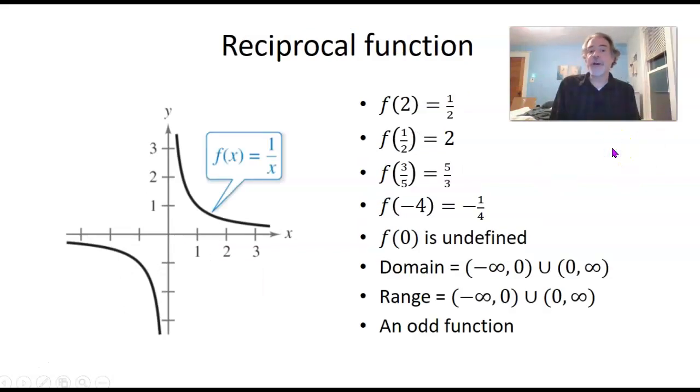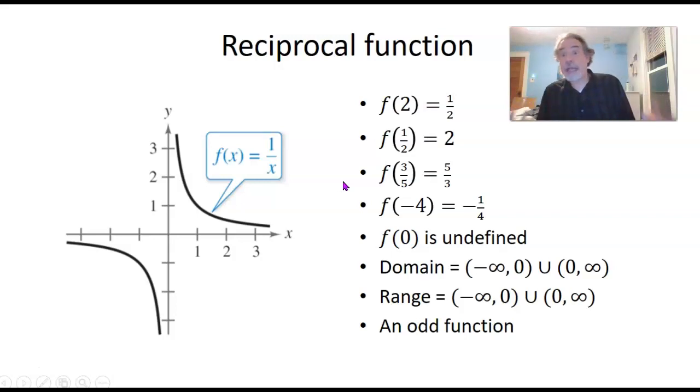The reciprocal function. So you put in x, you get 1 over x, which is the reciprocal of whatever x is. So if you put in 2, you get 1 over 2, 1/2. If the number you put in for x is 1/2, then what you get out is 1 over 1/2, the reciprocal of 1/2, which is 2. If you put in 3/5, the reciprocal of 3 over 5 is 5 over 3.